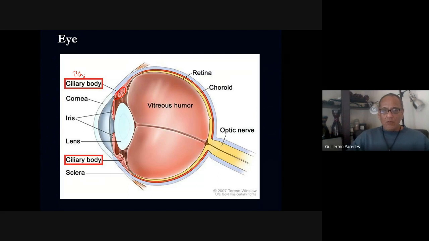What is the ciliary body doing? The ciliary body has three components. It has the ciliary vessels, and the ciliary muscles.